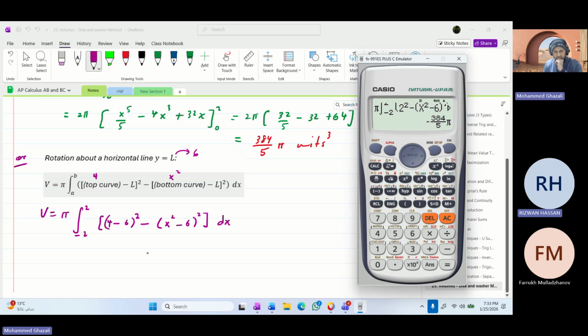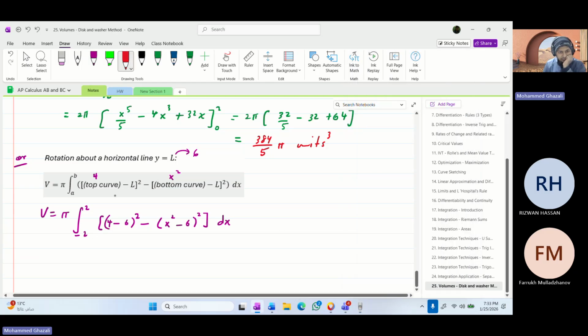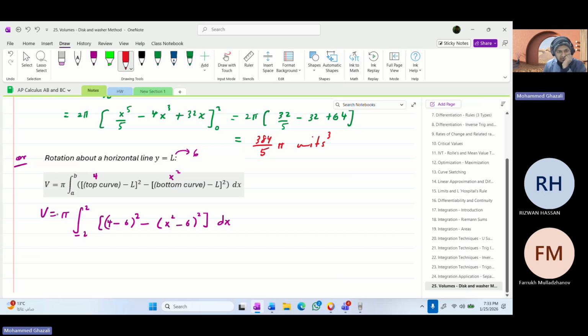You're supposed to take the bigger circle minus the smaller circle, but now this is the inside circle. It's a problem here. You're getting a negative answer, so you can just flip the negative and make it positive. I think it's missing a negative here. It's supposed to be bottom curve minus L all squared minus this, so just put a negative pi here. So now you're getting 384 over 5 pi.